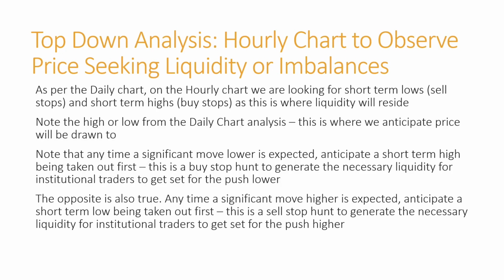Now we move on to our next step in our top-down analysis, which is using the hourly chart to observe price seeking liquidity or imbalances. As per the daily chart, on the hourly chart we're still looking for short-term lows, which is where sell stops will be, and short-term highs, which is where buy stops will be, because we know this is where the liquidity is going to be residing. Note that we still have our analysis from our daily chart, and this is where we anticipate price is going to be drawn. In our example, we have that low from October. That's where we're anticipating price to go.